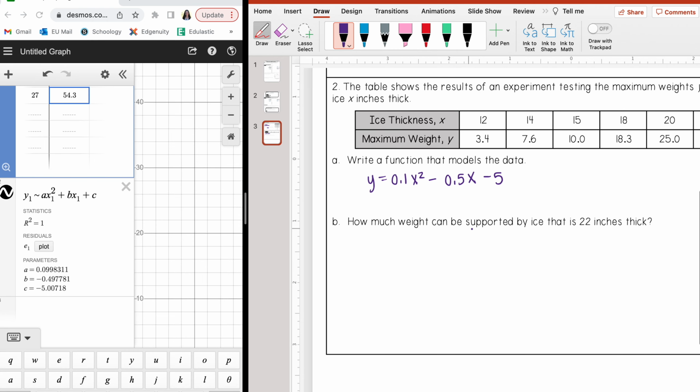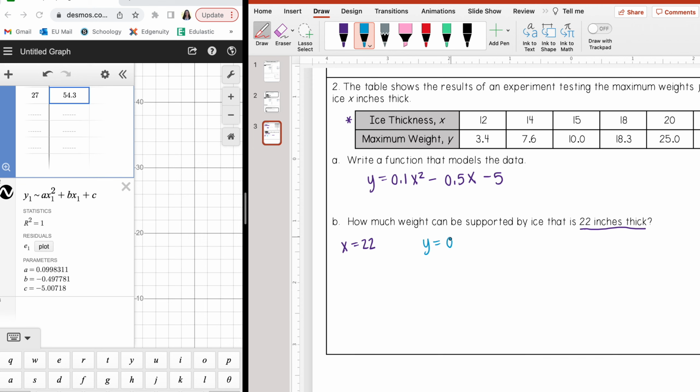Now the next question says, how much weight can be supported by ice that is 22 inches thick? So I have this 22, I have this equation, I know I'm plugging 22 into the equation, but I need to figure out whether the 22 is representative of my X or my Y. Well, it says 22 inches thick, and I see that my X value up here is representing ice thickness. So this tells me that X is equal to 22. And I want to know how much weight can be supported by that ice, and my weight is my Y value. So I want to plug that in for X.